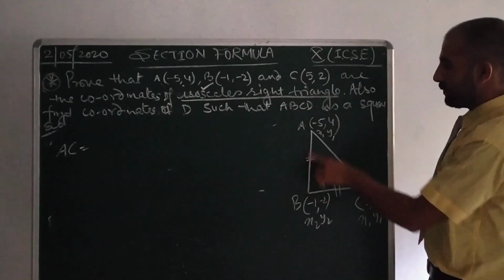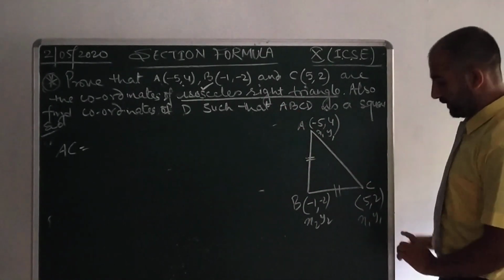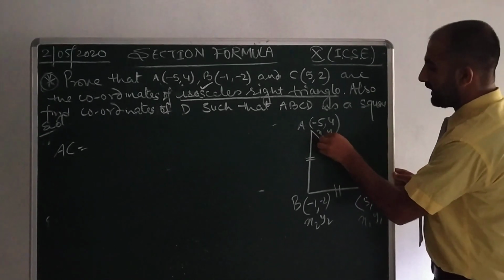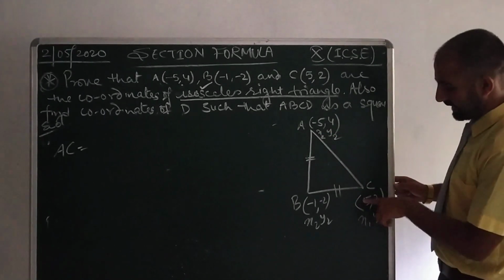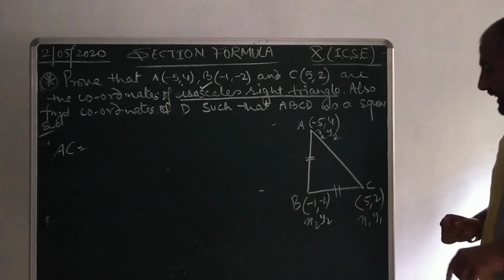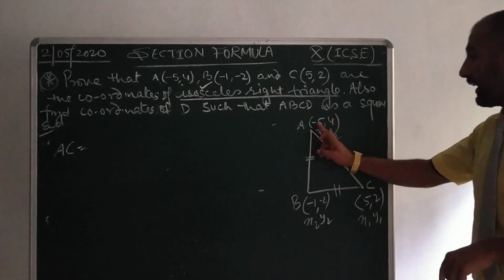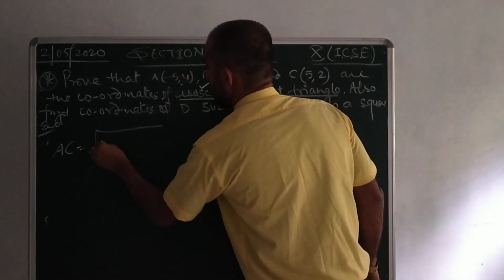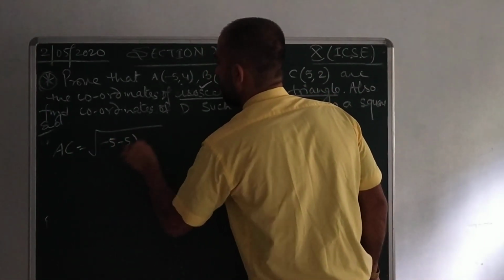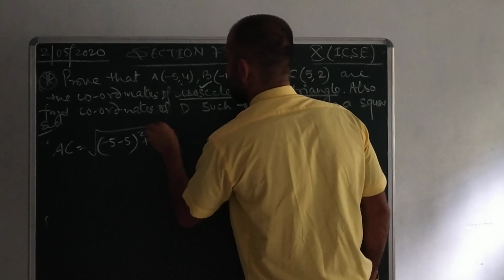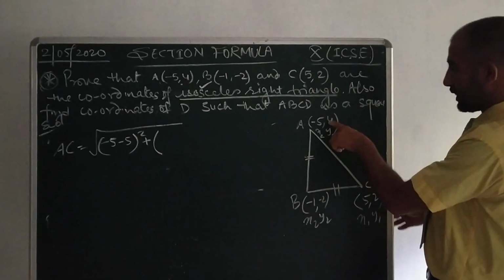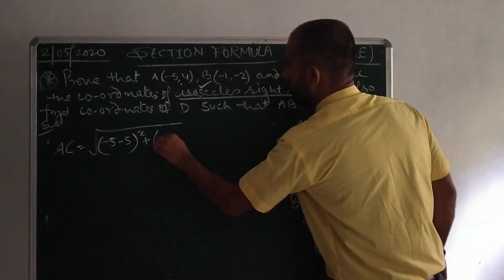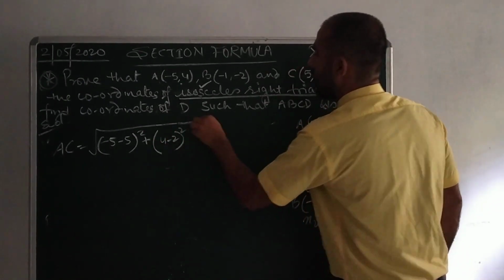Okay, AC. We are going to find out AC. So, let's take A as (x2, y2), C as (x1, y1). Let's find out x2 minus x1, that is minus 5 whole square, plus y2, which is 4, minus y1, that is 2, so 4 minus 2 whole square.